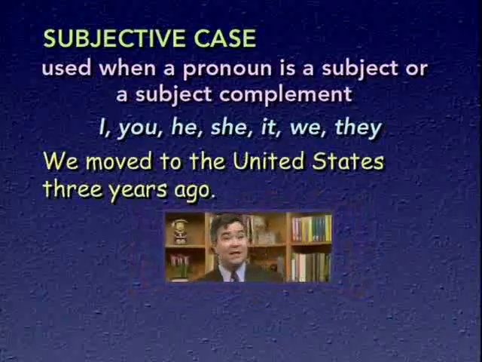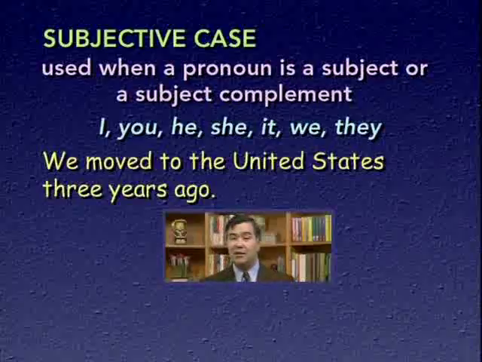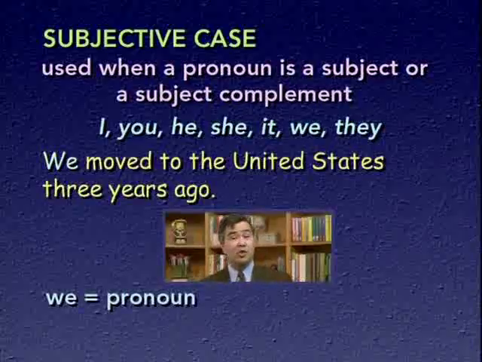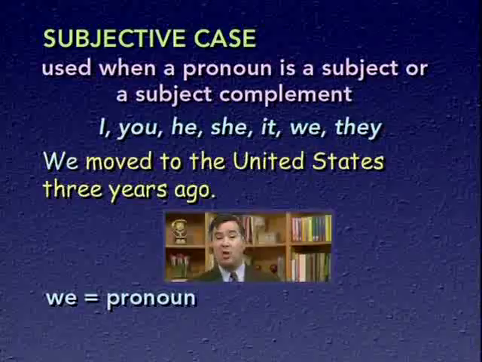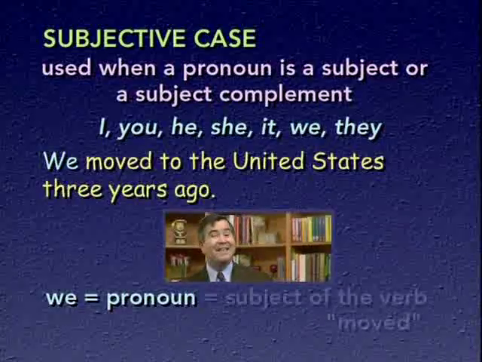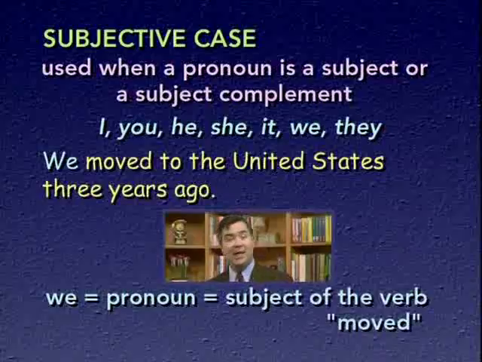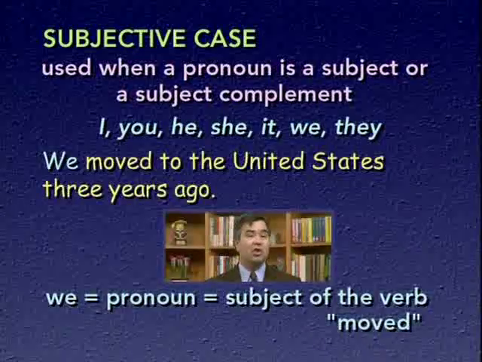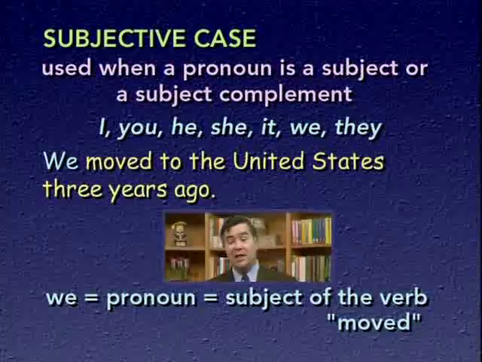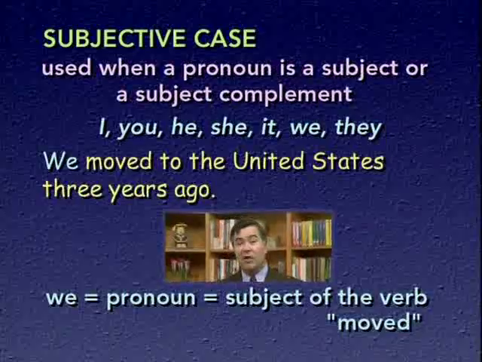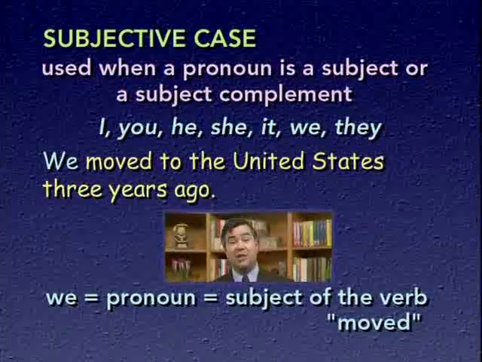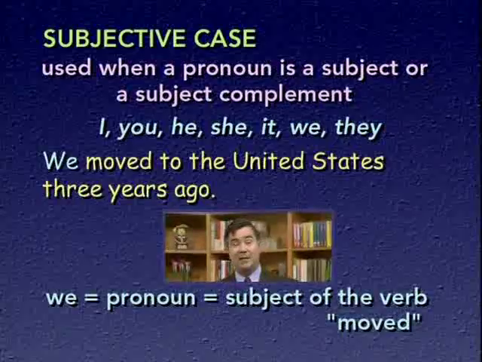Take a look at this example. We moved to the United States 3 years ago. What's the pronoun in this sentence? Well, it's the first word. The personal pronoun we is the first word in the sentence. What role does that word play in the sentence? Well, it's the subject of the verb moved. The verb moved describes the action being discussed in the sentence, and we is the subject. That's the person or persons who are doing the action. Since we is the subject of the verb moved, the subjective case pronoun we is correct.